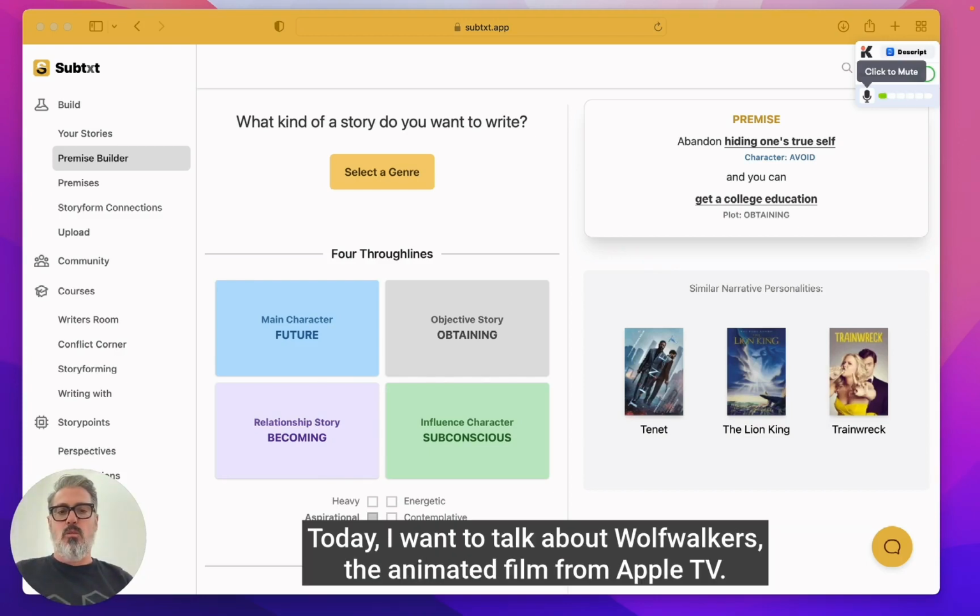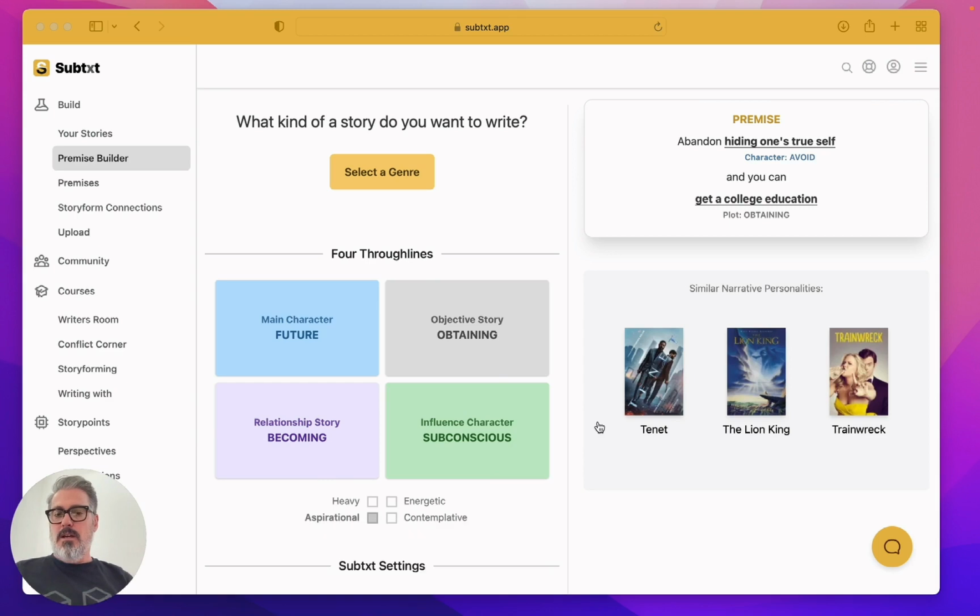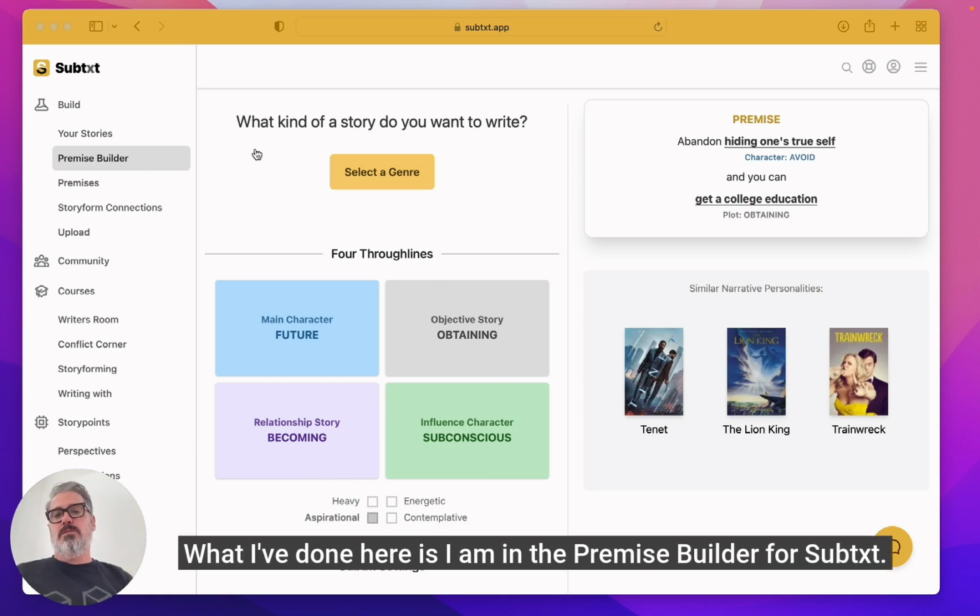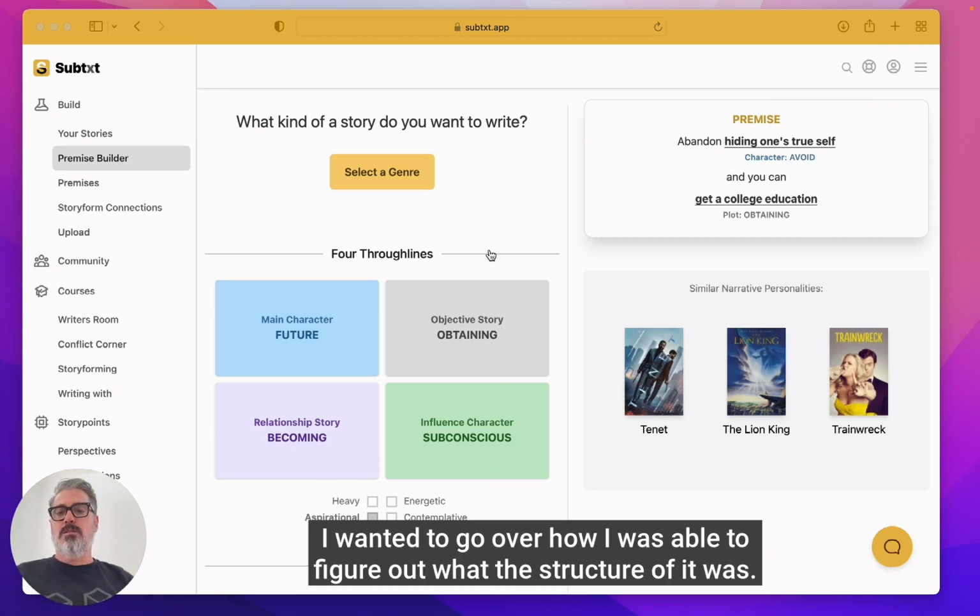Today I want to talk about Wolfwalkers, the animated film from Apple TV. What I've done here is I'm in the premise builder for Subtxt. I wanted to go over how I was able to figure out what the structure of it was.